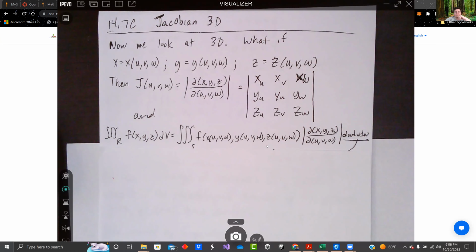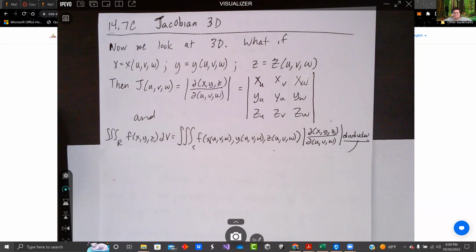Oh, that doesn't look very good. But with the wonders of pause, we can fix that right away. So we've got the derivative of x with respect to u, v, and w along the top row of our cross product. We've got the derivative of y with respect to u, v, and w along the middle row, and then the derivative of z with respect to u, v, and w along the bottom row. So this is switching from x, y, z to u, v, and w.